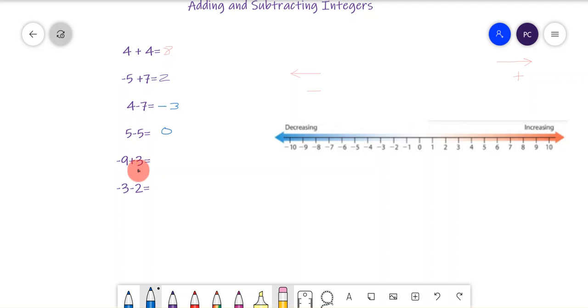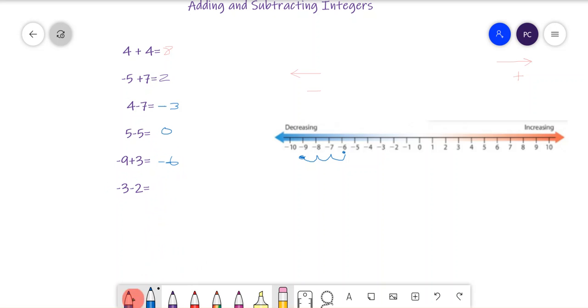The next one is minus 9. Again, the number on the left, the integer, tells us where we start. It's a negative integer, so we start here on negative 9. The number on the right and the sign is positive, and it tells us that we're moving right 3 places. So we start here on negative 9, go to the right 1, 2, 3, and we end up on negative 6. So negative 9 plus 3 is equal to negative 6.